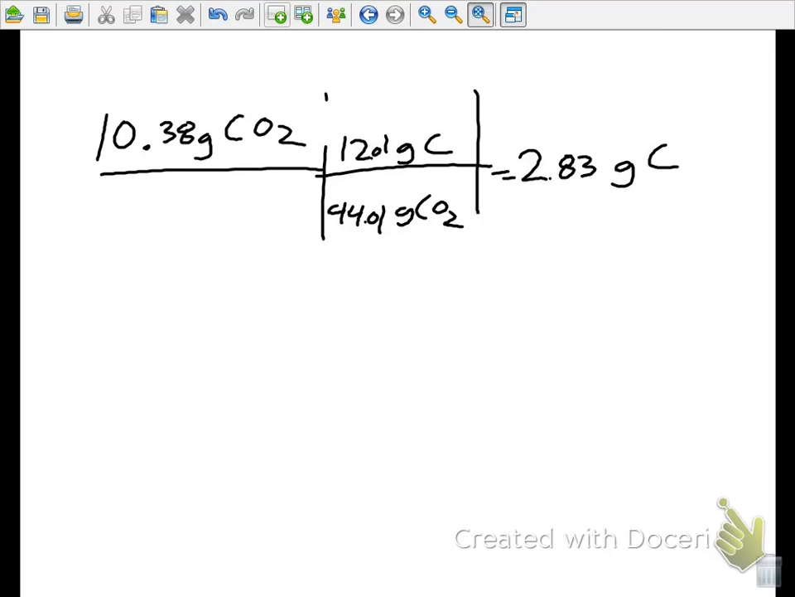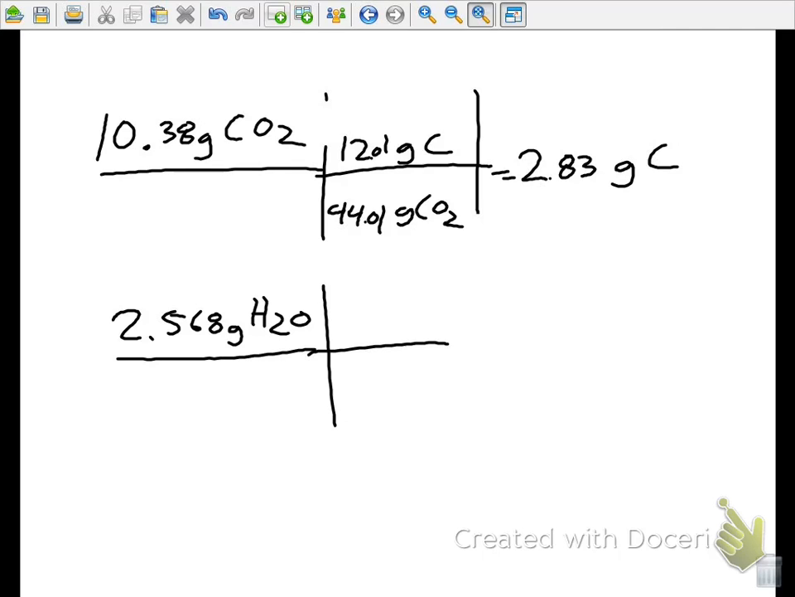Any questions on that? All right. Because I know for every 44 grams, I've got 12 grams of carbon. The next thing I can do is hydrogen. So I got 2.568 grams of H2O. And for every 18 grams of H2O, I have 2 grams of hydrogen.